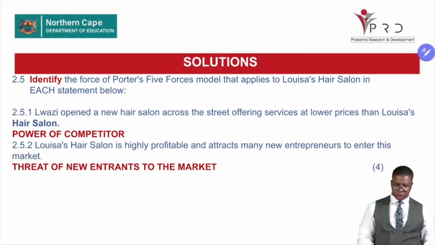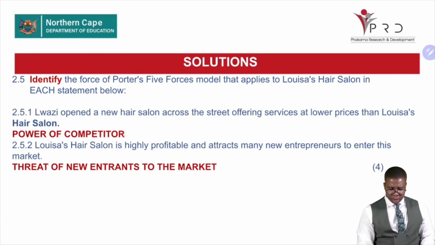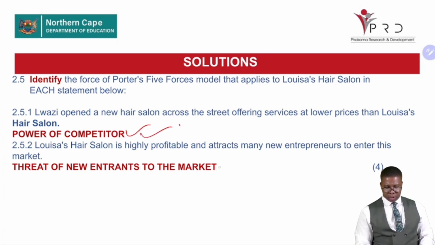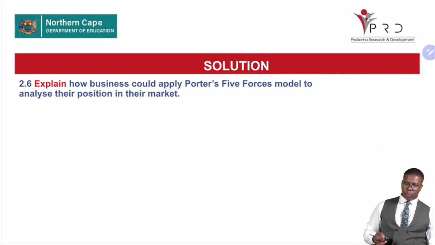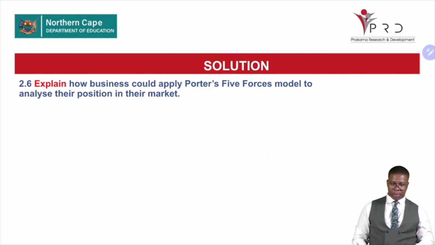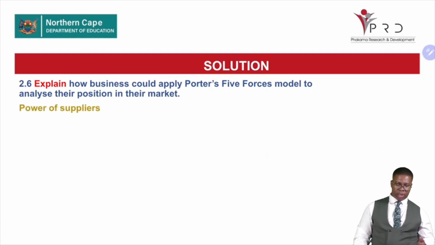So as we proceed, the answer should be the Porter's 5 models, and the 2 that are applicable here would be the power of the competitor and threat of new entrants into the market. Then the other one is 2.6, which says explain how businesses could apply Porter's 5 models to analyze their position. This is how they can do it.